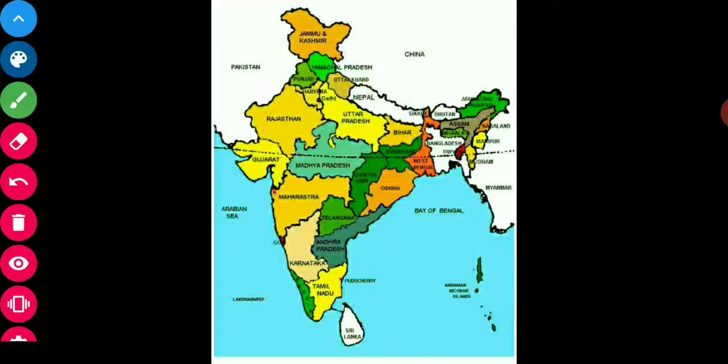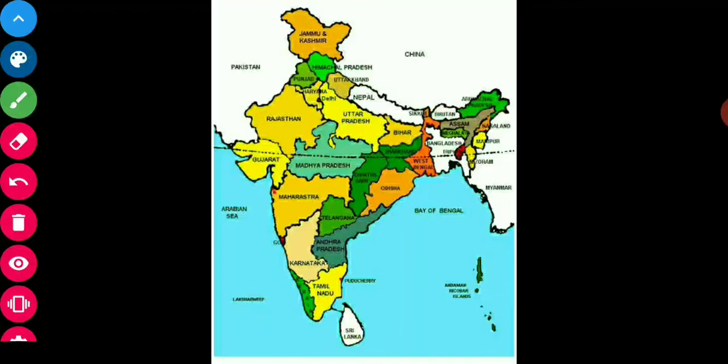So apart from landforms, climate, vegetation, wildlife, and language, we are also the second most populous country in the world after China. So currently India's population is 1.25 billion people.